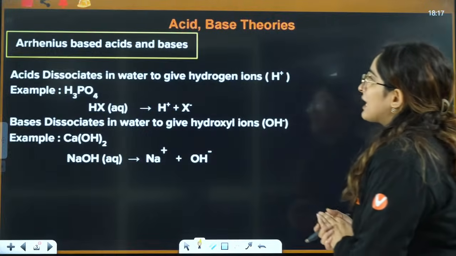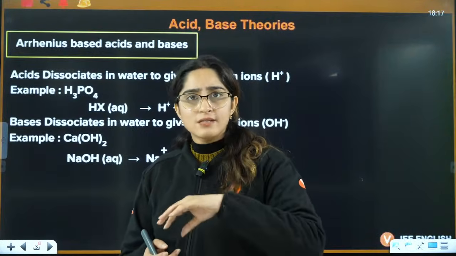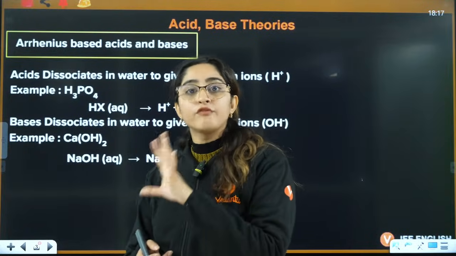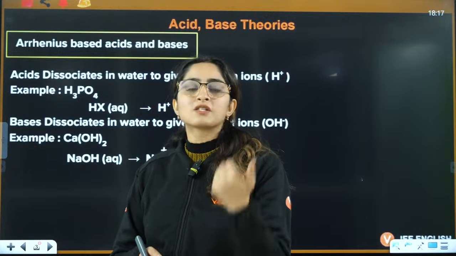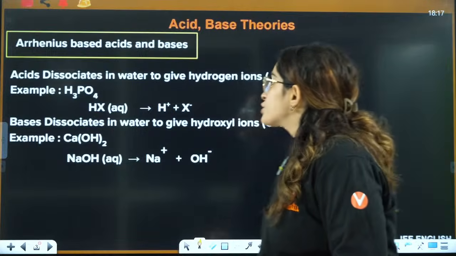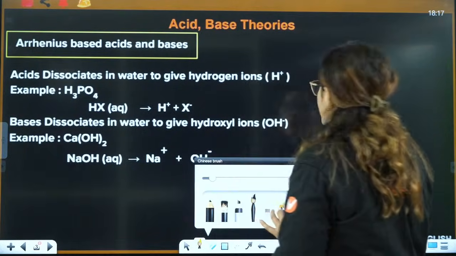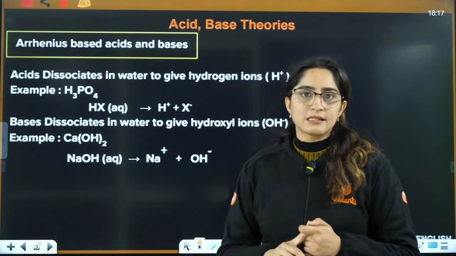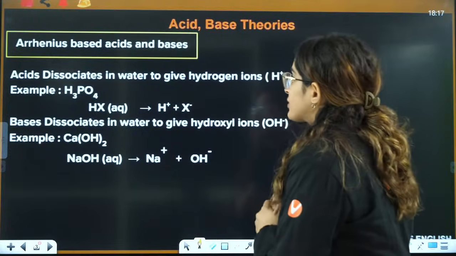Now first we will talk about acids and bases, then we will talk about strong acids and strong bases, weak acids and weak bases. The definitions should be clear before moving towards the pH calculations. So first thing is Arrhenius acids and bases. The first theory is given by Arrhenius. Let's talk about what he told us about acids and bases.